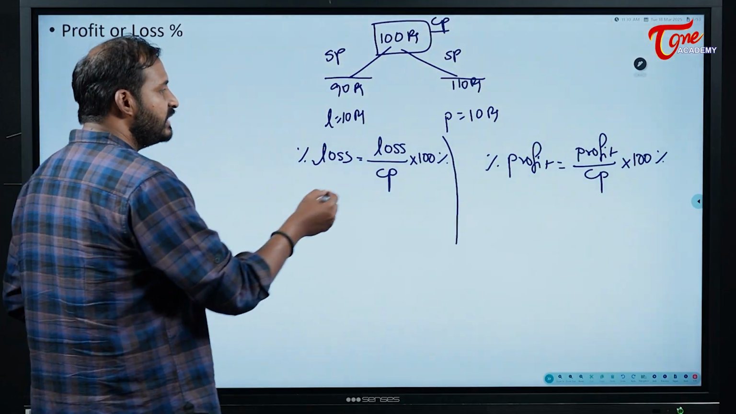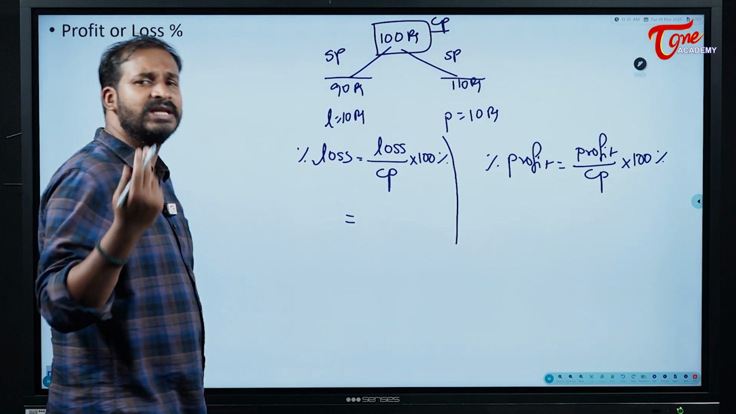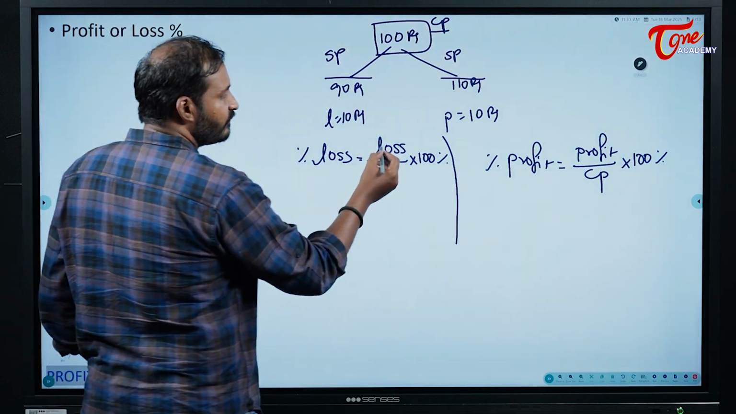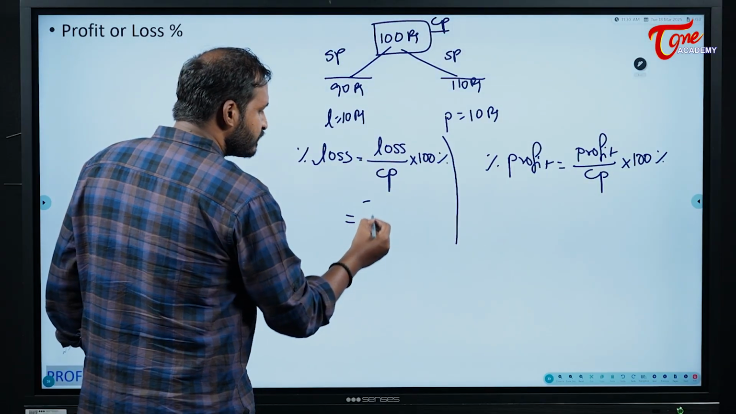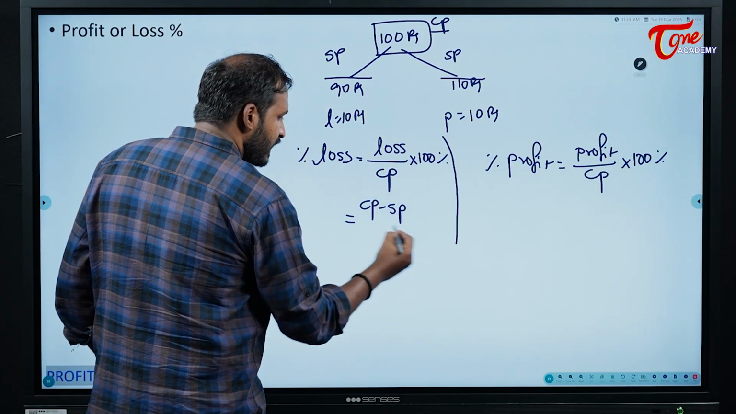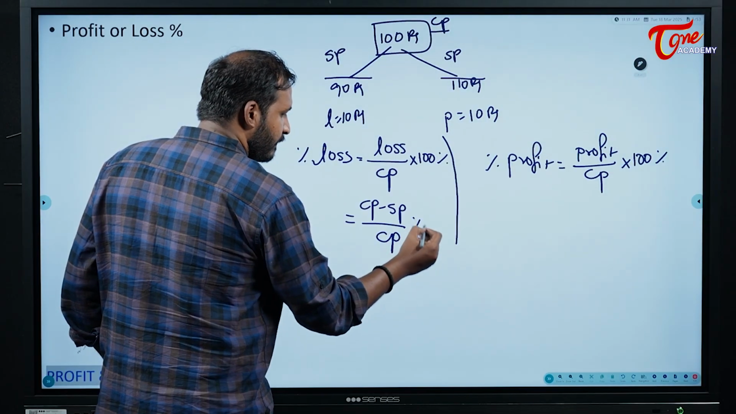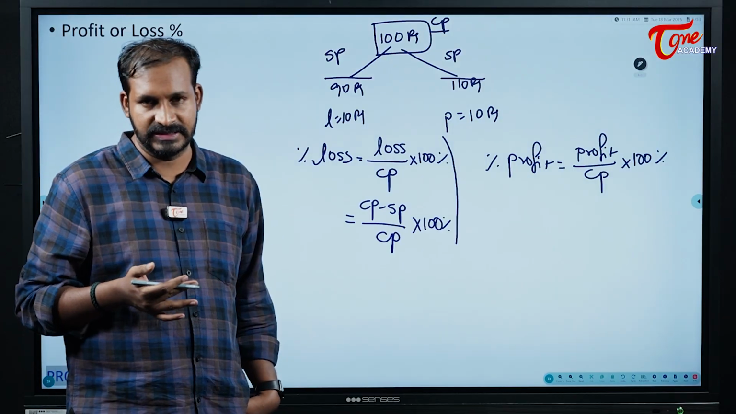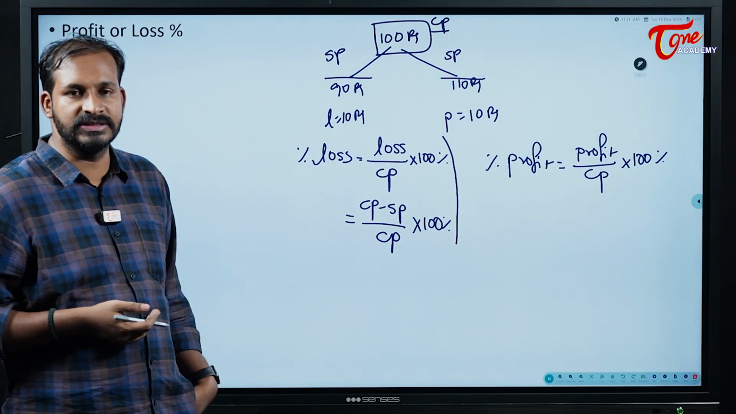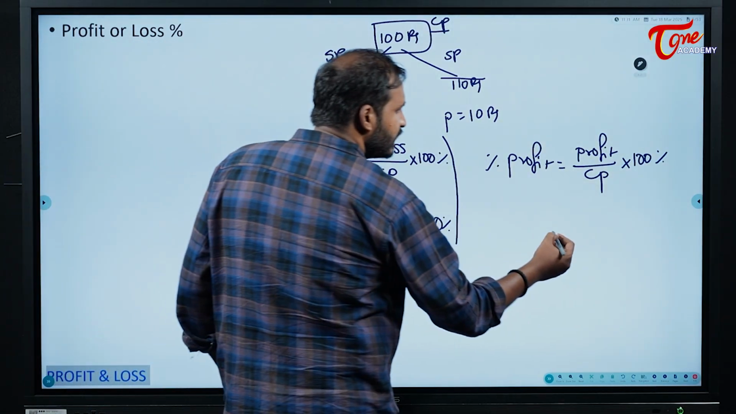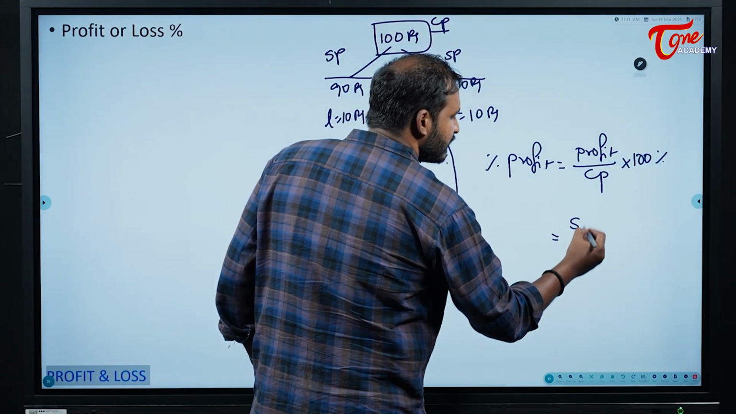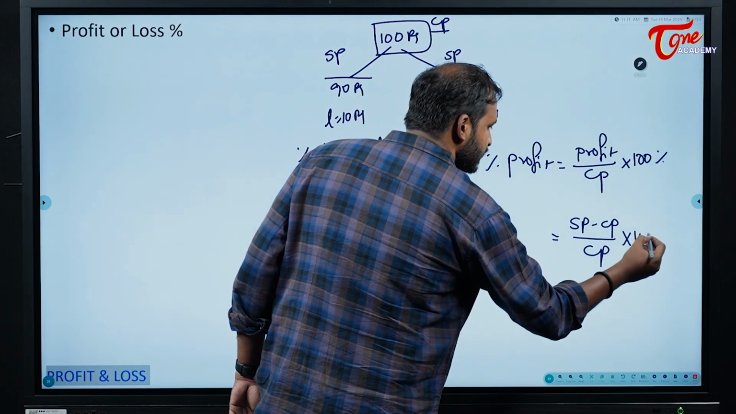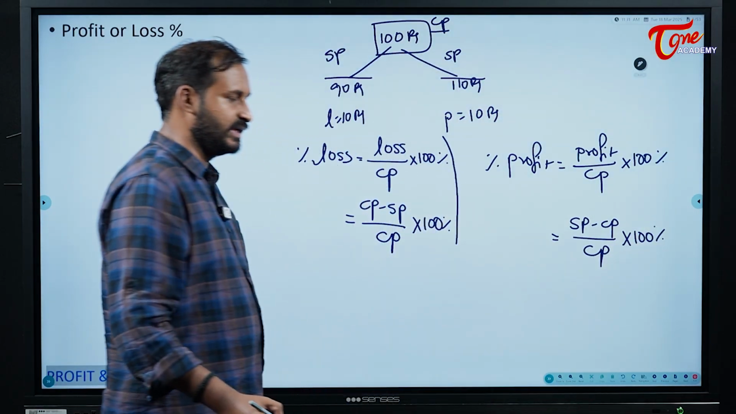Okay, next thing. See here, loss. Usually if selling price and cost price were given instead of loss, then how will we calculate? What is the formula for loss we have? Cost price minus selling price by CP into 100 percentage. That means instead of giving loss, if they have given you cost price and selling price, then this is the process to calculate the percentage of loss. The same thing here. How will we write our profit? Selling price minus cost price by cost price into 100 percentage.